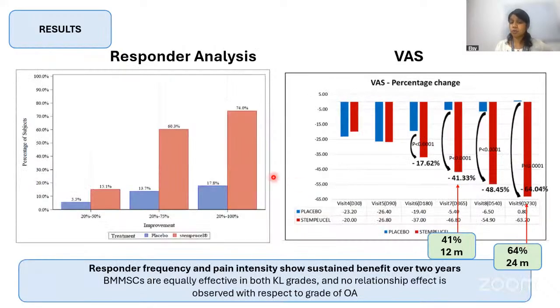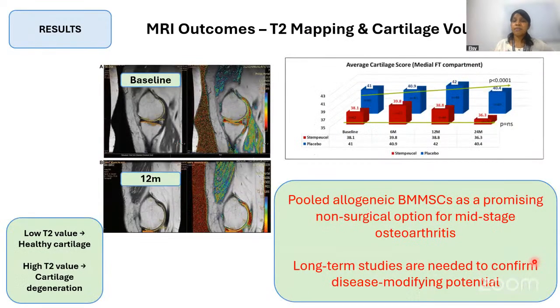Responder analysis also was good, with the VAS pain score again showing a significant drop in the pain scores. However, between grade 2 and grade 3, they did not see any stark differences. They did MRI T2 mapping, which is basically an indicator of the water content. If it is bad, there is an increase in the relaxation time. So low T2 values mean healthy, and high T2 means cartilage degeneration. And they did show in the red that there was a decrease in the T2 values, which showed that there was some kind of an improvement seen.